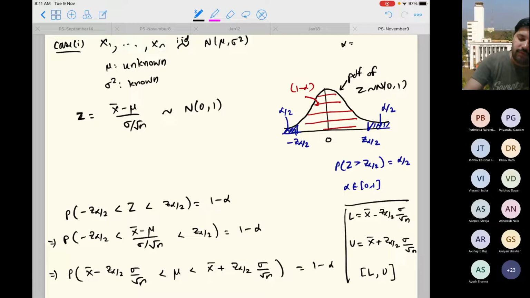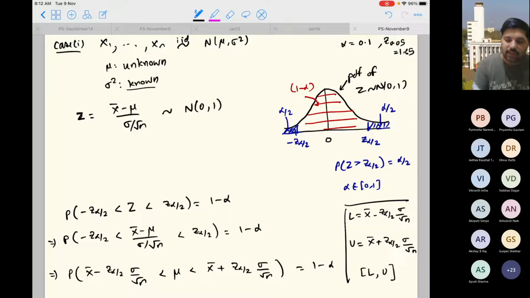So if you start with alpha equal to, let us say, 0.1, then you will find from the normal table this z alpha by 2. What is the value of z alpha by 2? I think in this particular case z 0.05 is 1.65. You can check this from the normal table, make sure. And once you have this value, you also know sigma. Sigma is known. That is the case that we have considered.